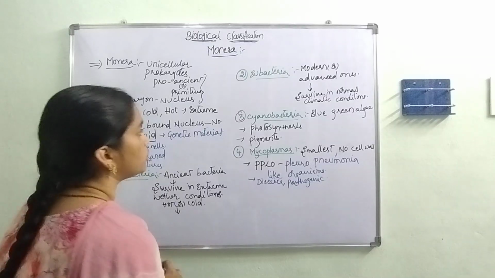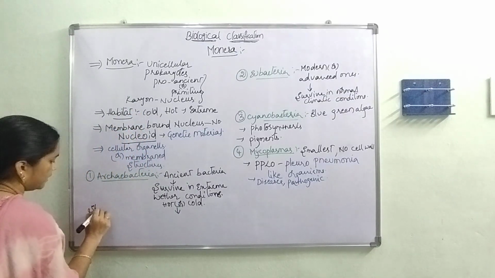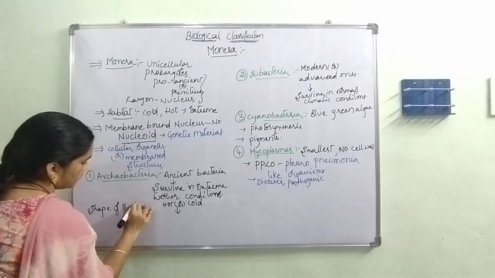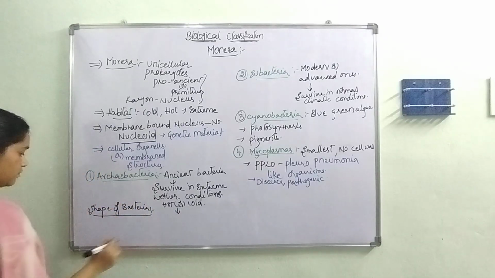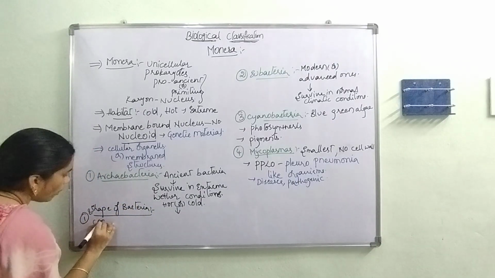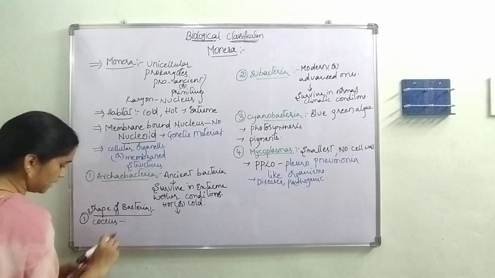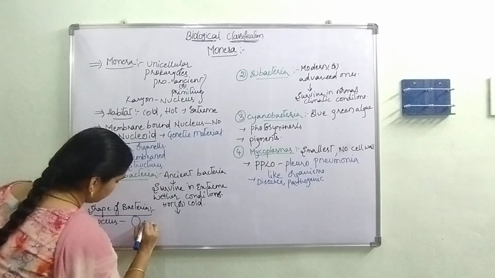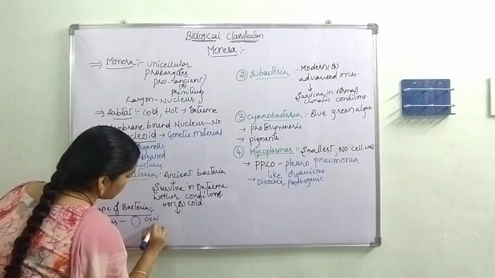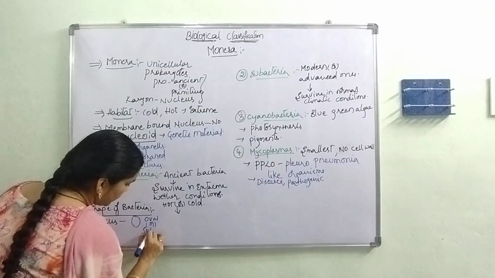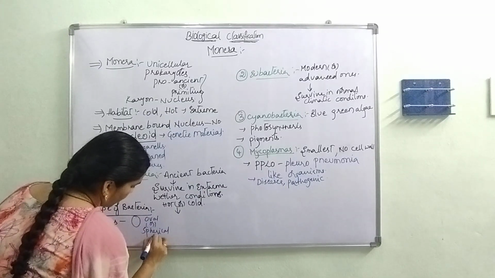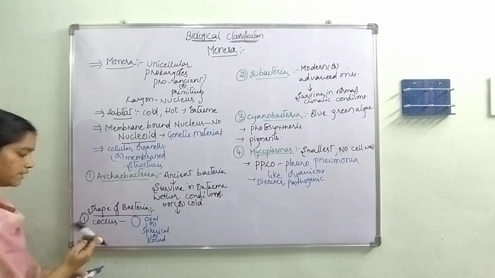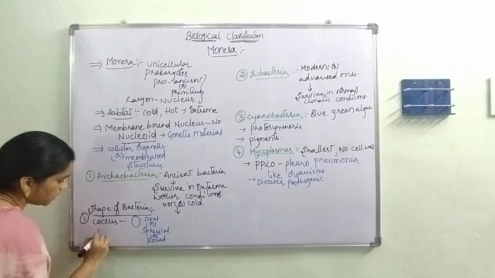And next, coming to the shape of the bacteria. First one is coccus. This is round shaped bacteria, or oval or spherical. Singular is coccus and plural is cocci.